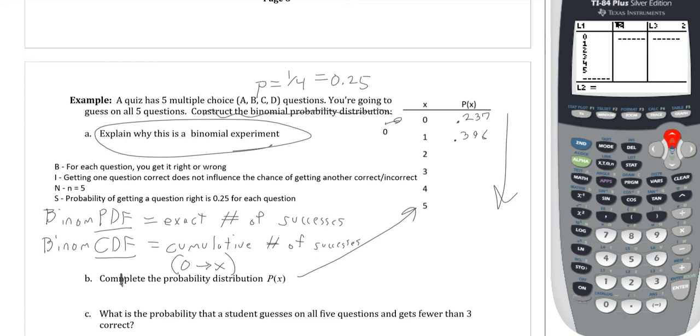Once I have the entire list highlighted, what I want to do is go get my Binomial Pdf function. So while I have L2 highlighted, I'm going to do second VARS, and I'm going to go get Binompdf, which again is on A. When I have Binomial Pdf, I need to remember that there are still 5 trials. The probability of success is 0.25, but the number of successes I want is in that list of L1. So instead of putting a specific number here for X, I'm going to put in second 1 to get L1.